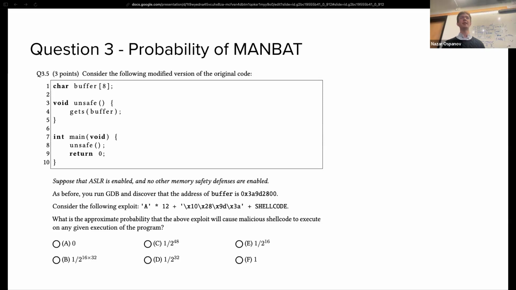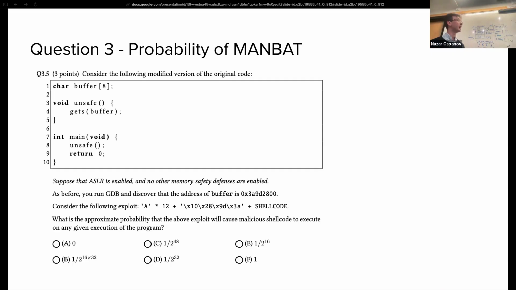All right, does anybody want to try to attempt this question, or knows the answer to it? Yes? 1/2 to the 32. Why is that the case? Because the entire address that we put there, all of the bits need to match. Right, that's a totally fair point.